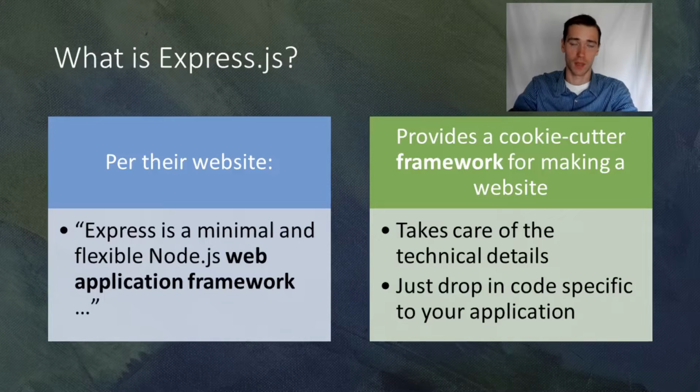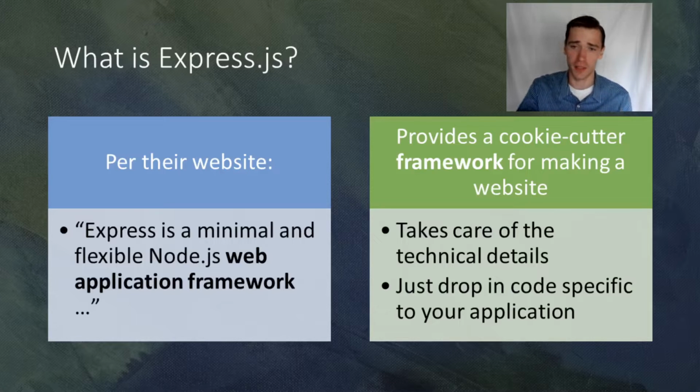So, what is Express.js? Their website says that Express is a minimal and flexible Node.js web application framework. So what's that mean? It means that it provides a cookie-cutter framework for making a website. So it takes care of all the technical details. It is a framework that's been built up, and we basically just fit our code into the framework where it's important. So we drop in our code that is specific to whatever we're trying to do. Meanwhile, it takes care of tons of technical details.